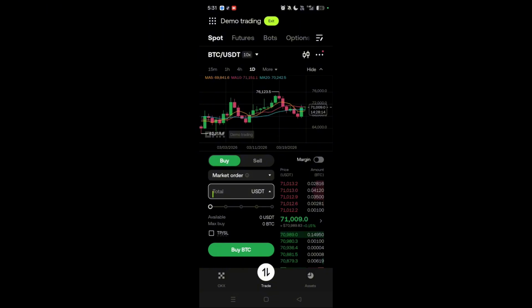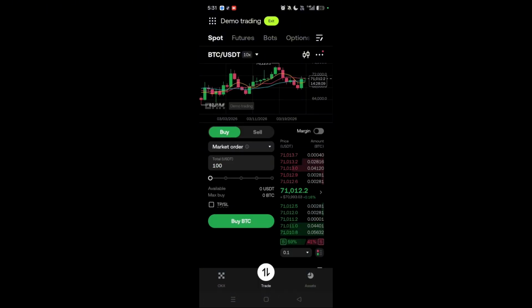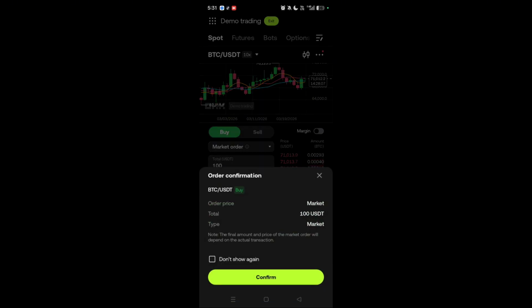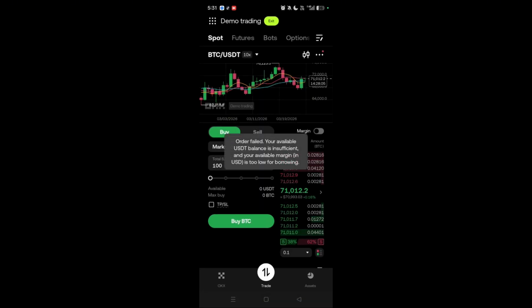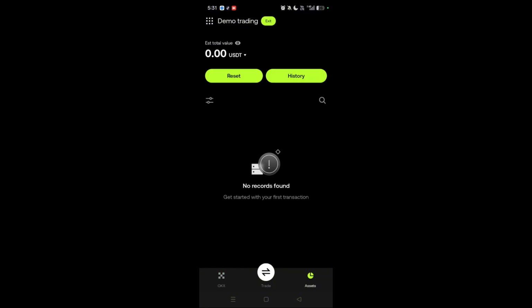For example, buy BTC, put in like 100, buy BTC, confirm. As you see, it says USD balance. So there you go, you see right now it's failed. We don't have money inside right here. If we have money, we can just demo trade right here.